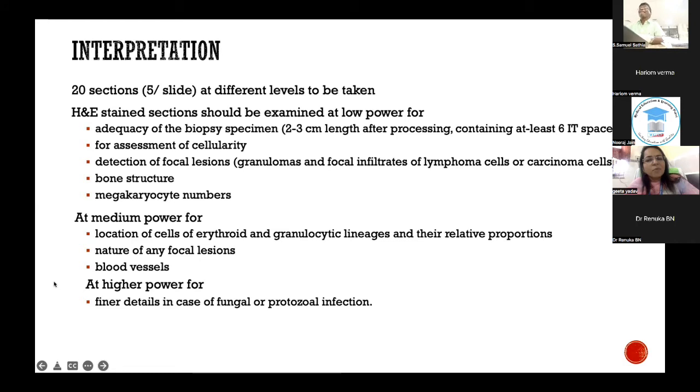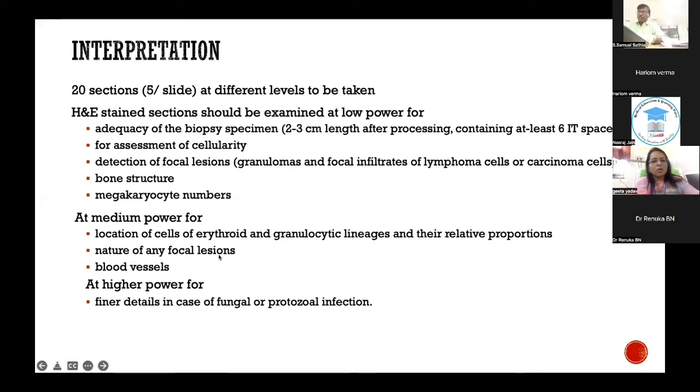For adequacy, it is written that 2 to 3 centimeter length after processing is an adequate length, containing at least 6 intertrabecular spaces. So at low power, the biopsy has to be examined for adequacy, for detection of any focal lesions or focal infiltrate of lymphoma cells or carcinoma cells, for bone structure, for megakaryocyte number.